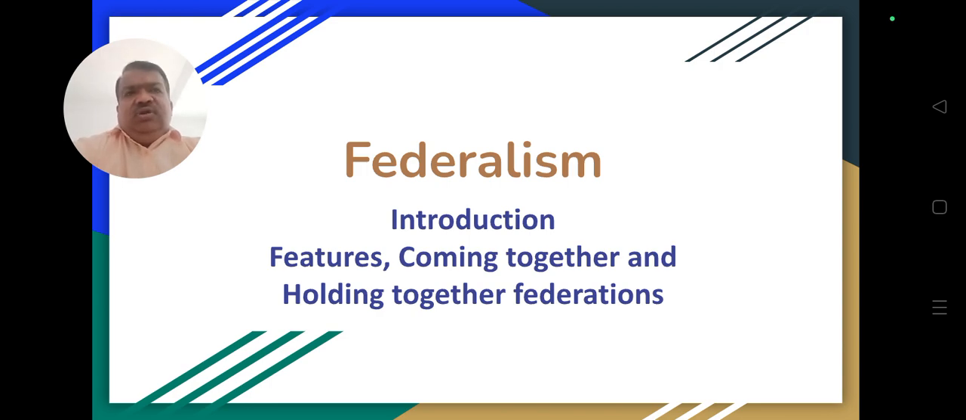We are here to learn about Chapter 2, Federalism, Class 10 Civics, second lesson. We are trying to learn about the features of federalism, coming together and holding together federations, some of the differences and their definitions, the meaning. Let us introduce ourselves to the chapter Federalism.